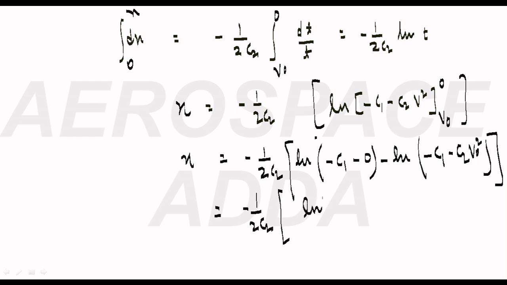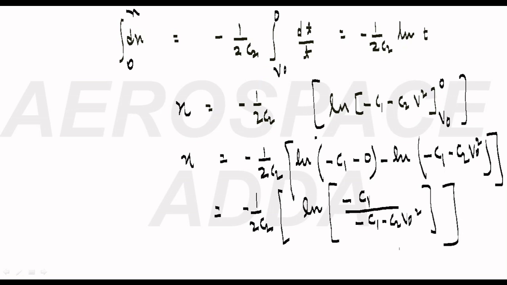What you will have here? ln. Check. Now onward, if you see this value, it's nothing but ln minus of c1 divided by ln a minus ln b. So ln a by b. So ln minus of c1, directly I am writing, it's nothing but minus of c1 minus c2 v naught square. This will be the value. Check. Isn't it right?